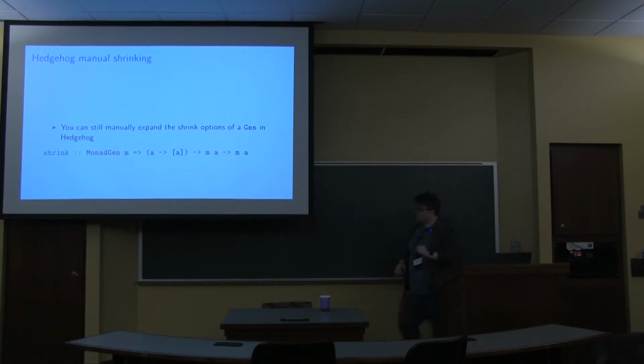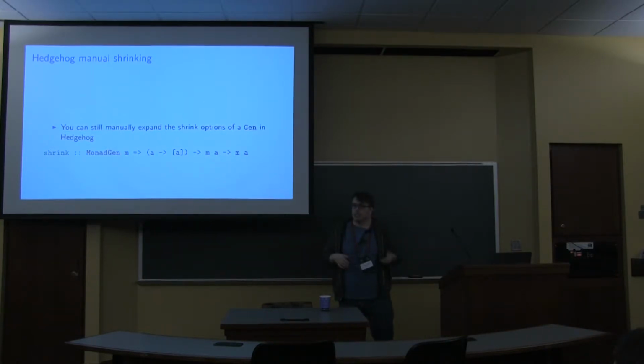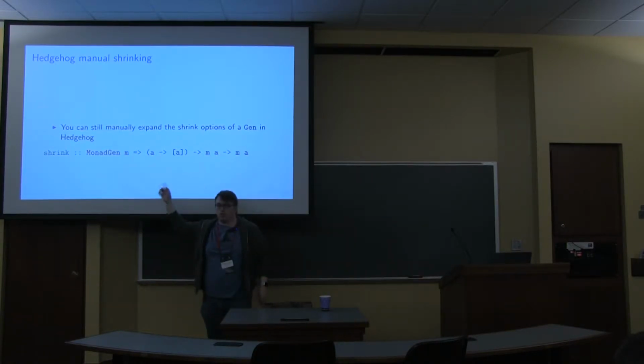So Hedgehog actually does have manual shrinking if you want it. That's one nice thing about it. It's kind of a porque no los dos. You can go with the automatic shrinking, or you can expand your shrinking manually. So does this look familiar from the arbitrary class? Remember, the A to list of A? You're just giving it a list of shrink options.